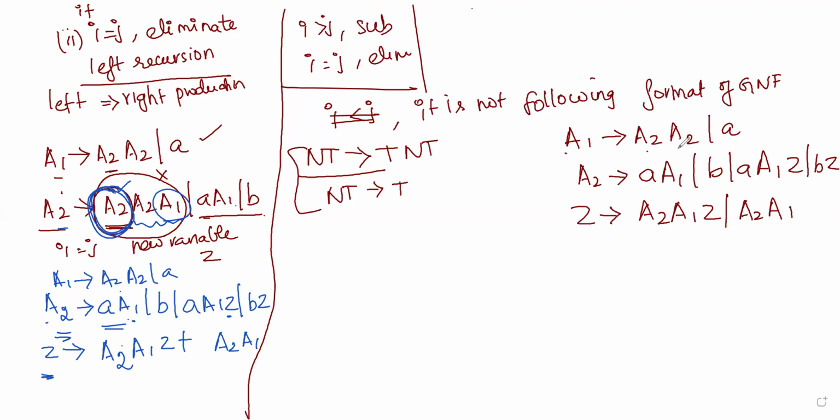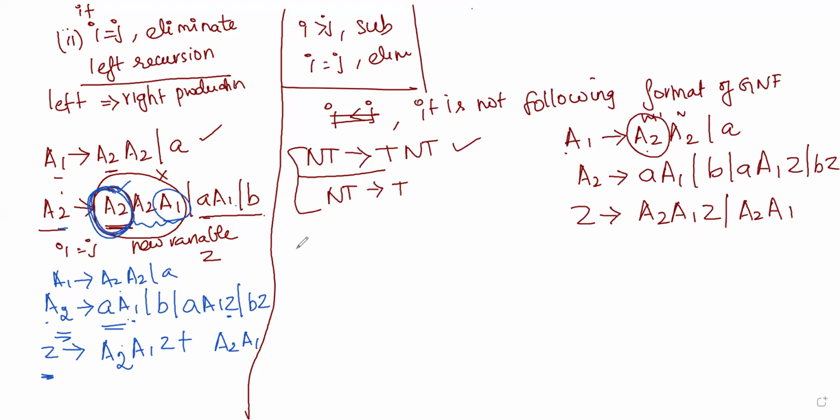Okay, A1 gives A2A2A. So this is non-terminal and this is also non-terminal, so it should not be. The problem occurred in this first part, because if I change this into a terminal, it will come inside GNF, right? So what I'll do is use the basic substitution method.